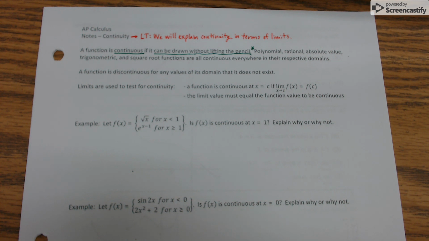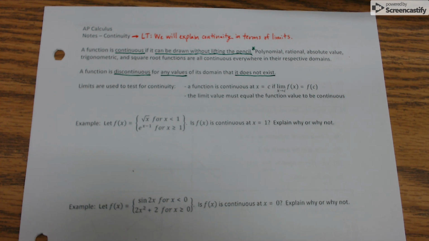As a general rule, the following function families are all continuous everywhere in their respective domains. That includes polynomials, rational functions, absolute value functions, trig functions, and square root functions. And that means wherever they exist, they're continuous. Now, if there are parts of the domain that do not exist, then they, of course, would not be continuous on those intervals. This next statement is a nice summary of what we just talked about. So a function is not continuous, or we can call it discontinuous, for any values of its domain that it does not exist.